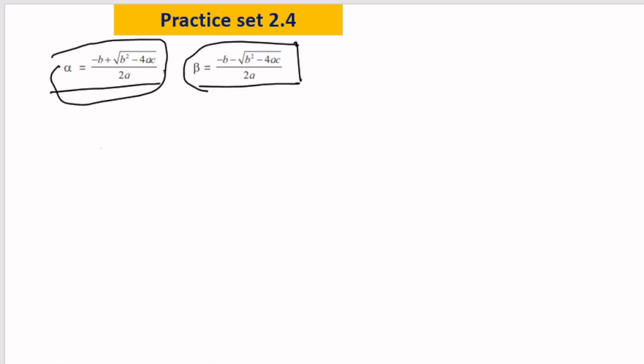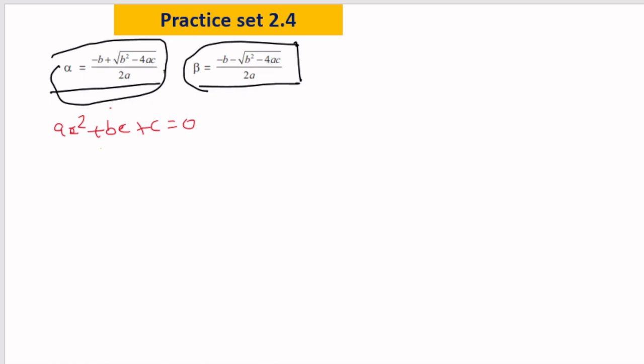Okay, suppose you forget the formula in the exam, then you should know how to derive it also. So okay, just check how this formula can be derived. We know the general equation, ax square plus bx plus c equal to 0. And in the previous practice set 2.3, we went ahead and solved using the completing the square method. Okay, so using that method only, we have to derive this formula.